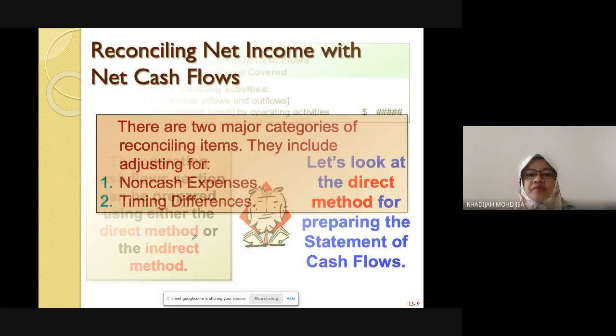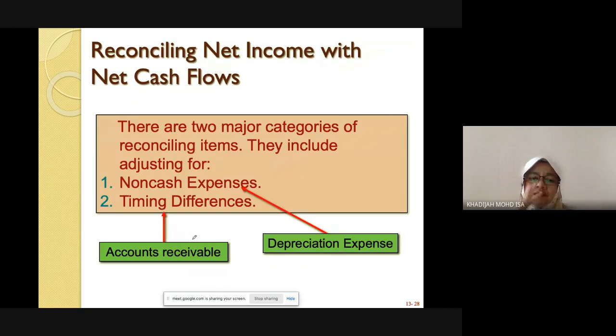First, you have to understand that you are going to reconcile your net income with net cash flow. What it means is that in order to prepare your cash flow, you must start with your net income. Where will you get your net income? Your net income comes from your income statement, your profit and loss account. From your revenue minus expenses, you have your net income or your profit.